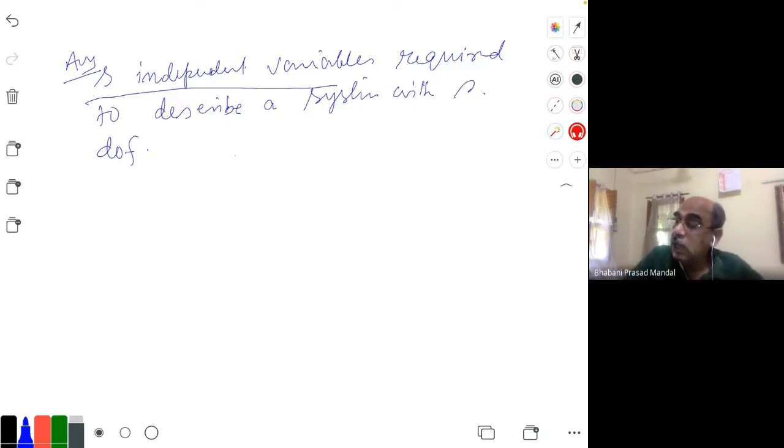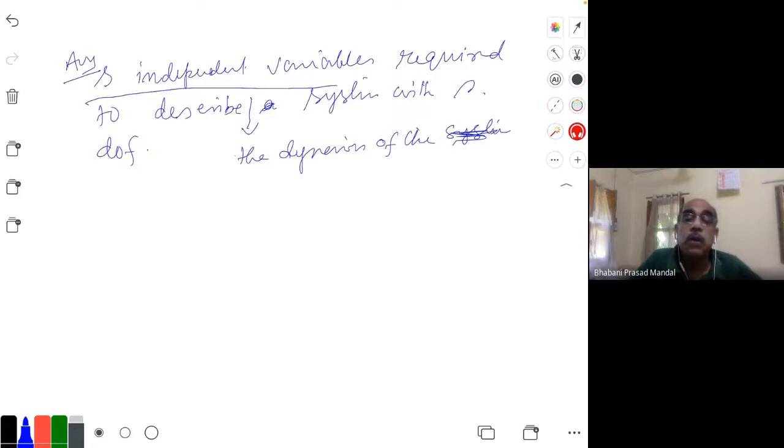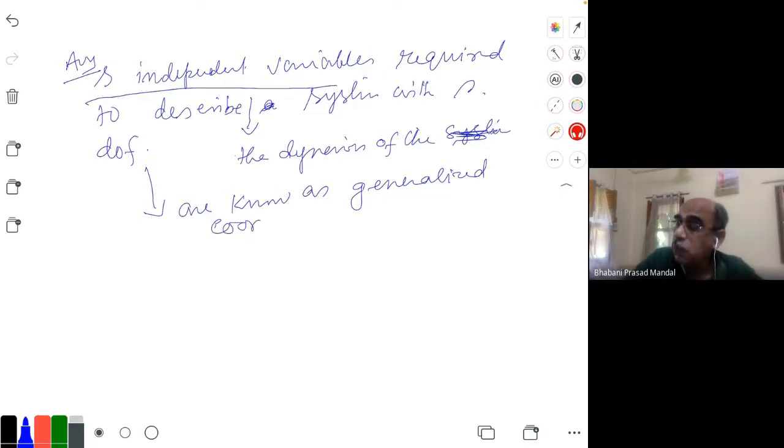So any S independent variables required to describe the dynamics of the system with S degrees of freedom are known as generalized coordinates. I'll give you a few examples, it will be clear.